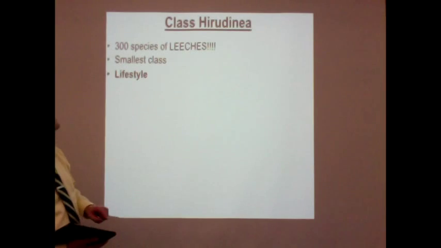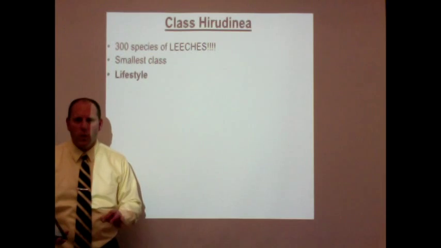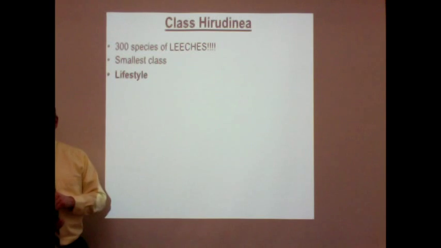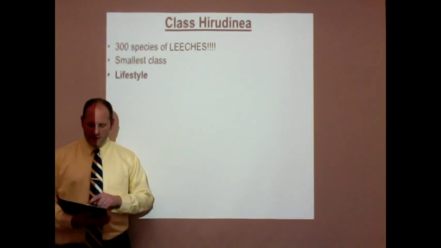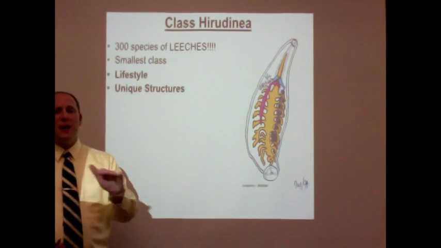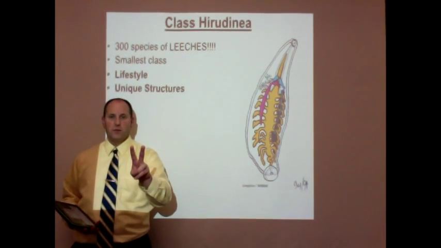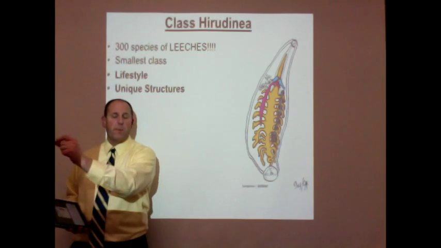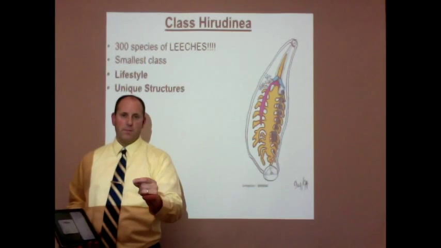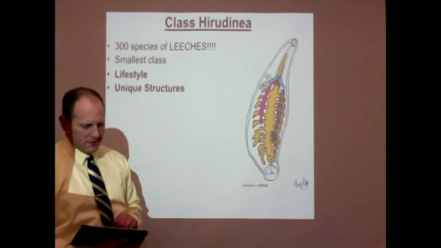Lifestyle for this smallest class, these particular ones typically are found in calm, fresh water. Not in rivers, but ponds, lakes, that calm type of water. Swamps, good place to find these particular organisms. Their unique structures is that they do not have any setae or parapodia. They lack both of those. So we have the oligochaetes that have no parapodia but bristles, polychaetes that have many bristles and the parapodia, and the Hirudinea have none of those particular organisms.